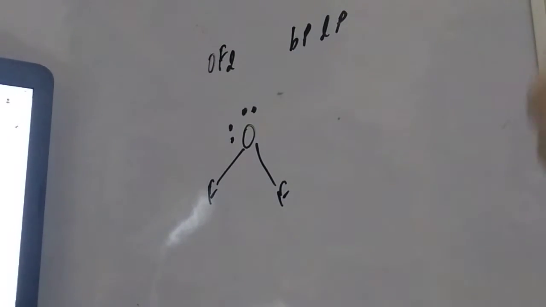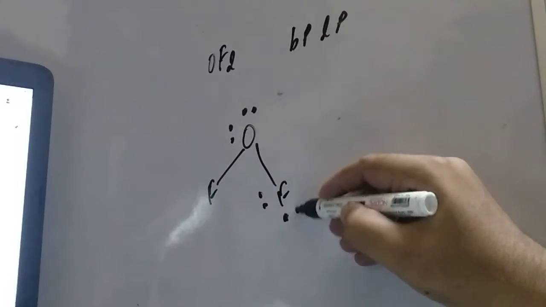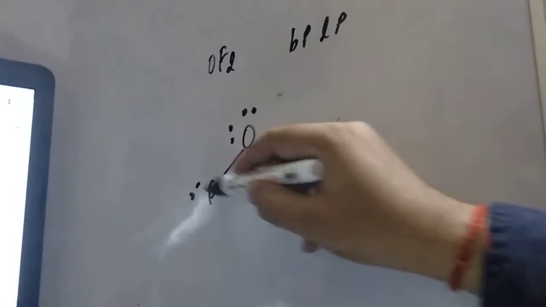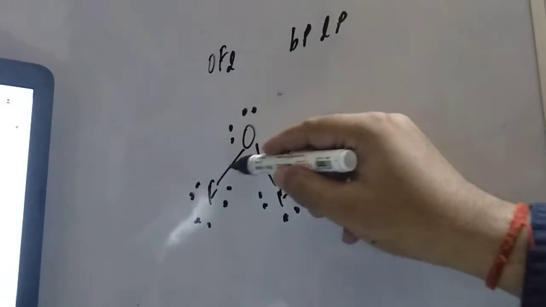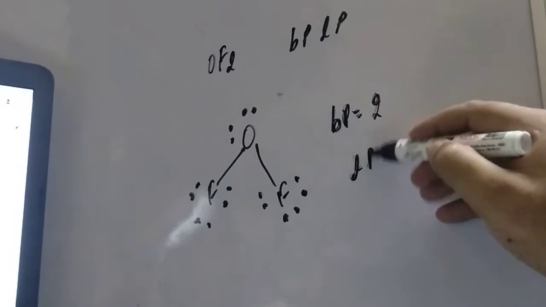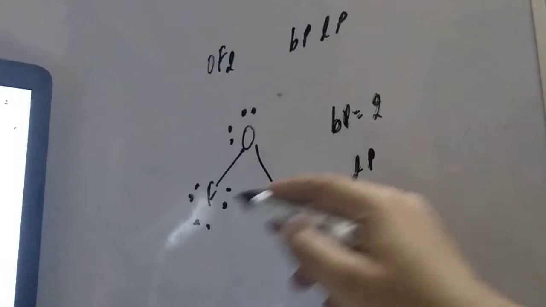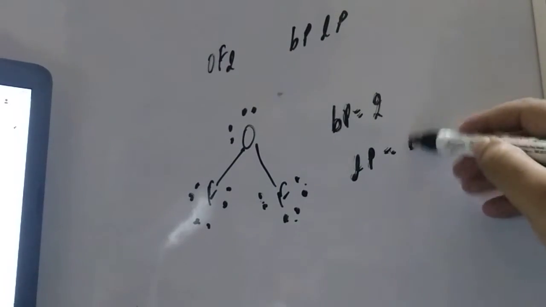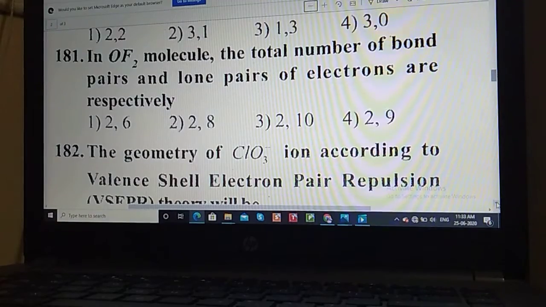So here I am erasing and then I am telling about the fluorine. Here is 2, 4, 6, 7 electrons; 2, 4, 6, 7 electrons. Here is one bond. So if you talk about bond pair, it is 2, no problem. Lone pair, how much? 1, 2, 3, 4, 5, 6, 7, 8. Lone pair is 8. So 2, 8. You can check with the option, student. Option number 2 is the correct option.